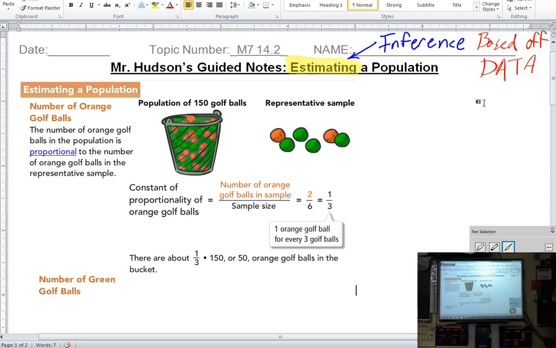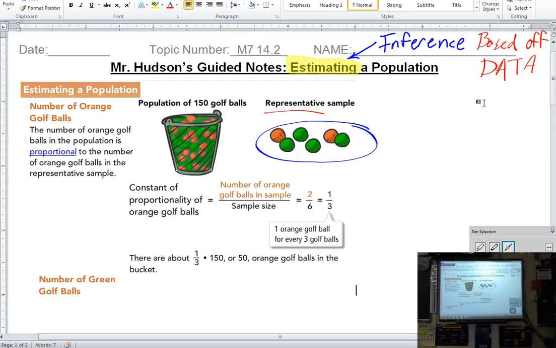Yeah, it rains. So when you go to the range, you get a bucket of golf balls. And that bucket has 150 golf balls in it. You pull out a representative sample. You know that it's representative. Let's not dig into the why, but you just know it's representative. And what you see is 6 golf balls, 2 of which are orange, 4 of which are green. So I want to talk about the amount of orange golf balls in the bucket. I want to make a prediction of the orange golf balls in the bucket based off what I have. Well, what does the information that I have, the data that we see, tell me?